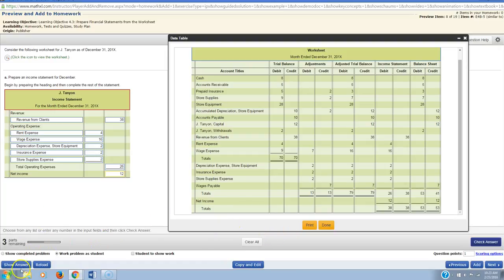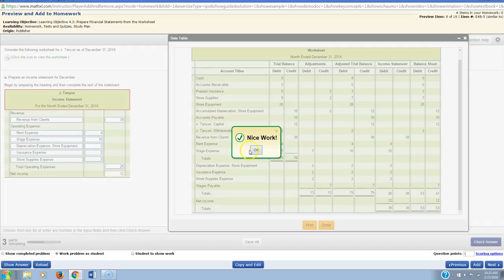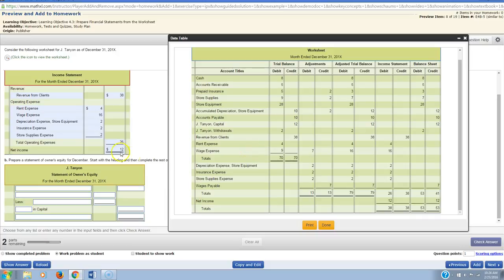Okay, now we're ready to prepare our statement of owner's equity. Oh, so I checked the answer, and apparently I got it right. Now it wants to go to the next, I guess I have to click OK. And then immediately it brings me to the next field where I have to prepare my statement of owner's equity. So as you've seen, you've got to take the beginning balance of capital, which is $12. You can see it's right out there. So I'll take my $12, and what you have to do is add your net income.